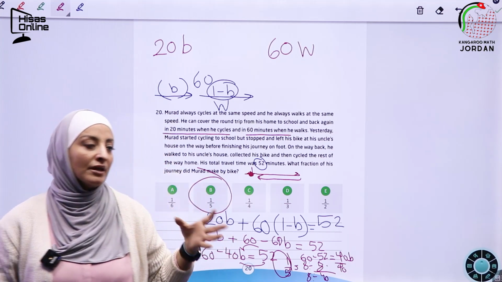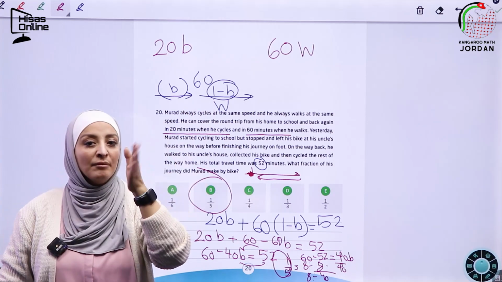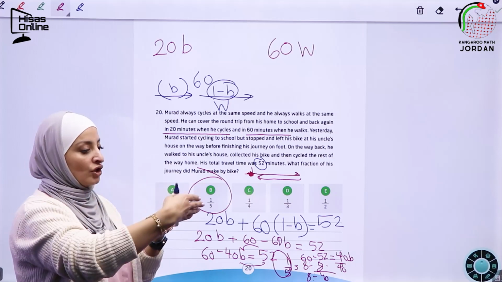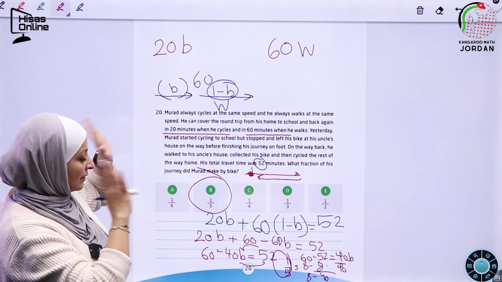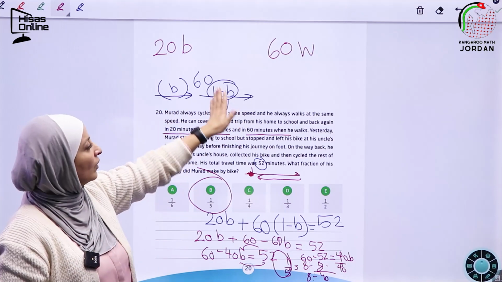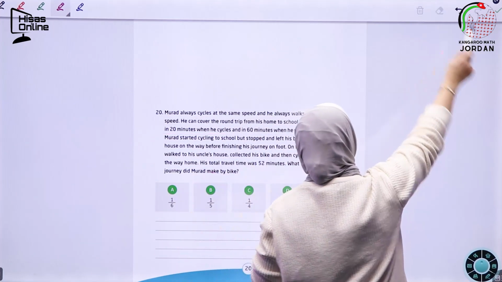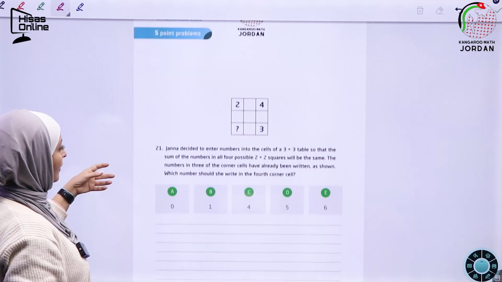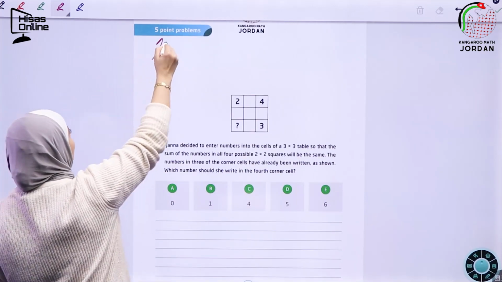Okay, guys, think about this, it's the most important part. To cut any minute or any hour he used in his journey, cut it this way: represent B as the time for bike, and 1 minus B as the time for walking. Let's continue.